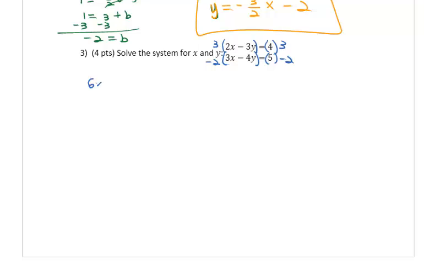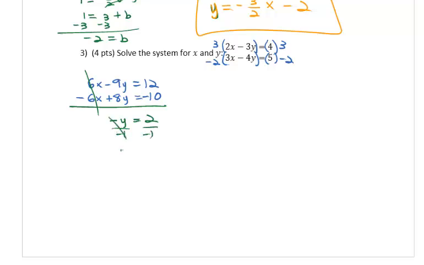That's going to be 6x minus 9y equals 12. And negative 6x plus 8y equals negative 10. And when we add those together, we get negative y equals 2. And dividing by negative 1, y equals negative 2.